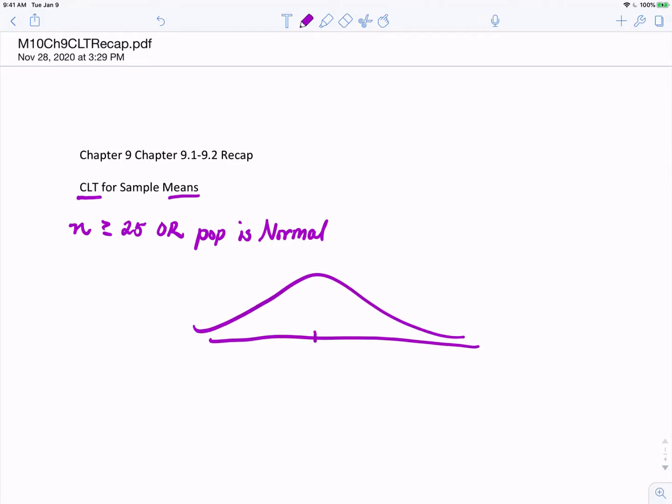The center will be the same as the population mean, and the spread, or the standard deviation of the sampling distribution, which we call the standard error, is computed by taking the population standard deviation and dividing by the square root of n. So let me just remind you about these symbols. This is the population mean, and this is the population standard deviation, and this is the sample size.